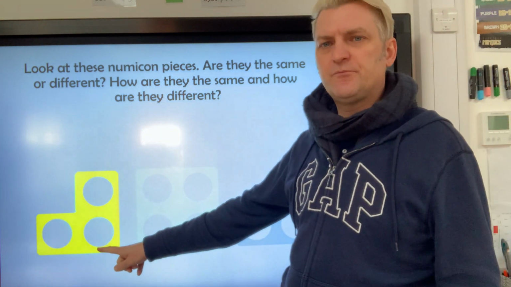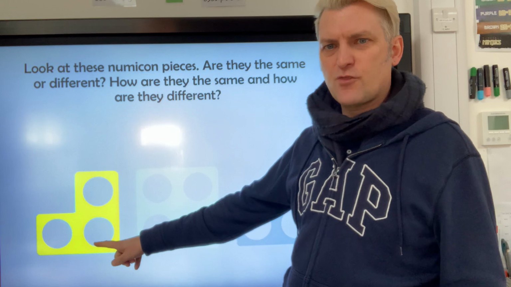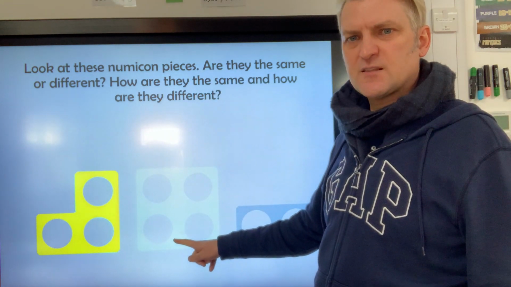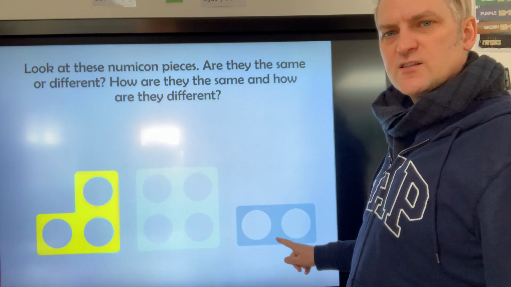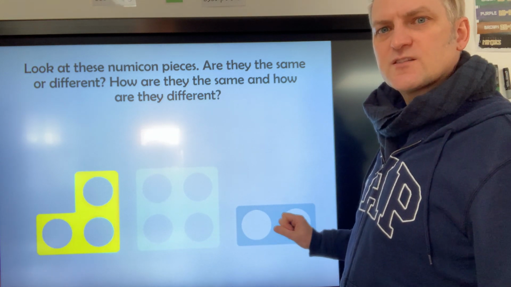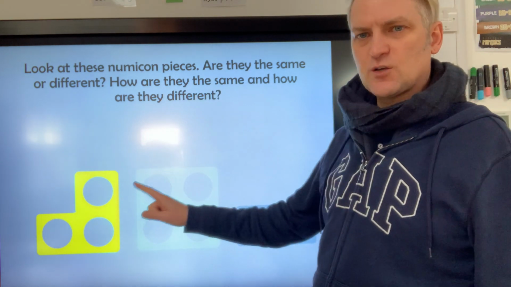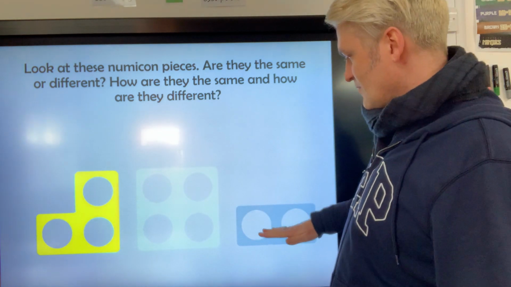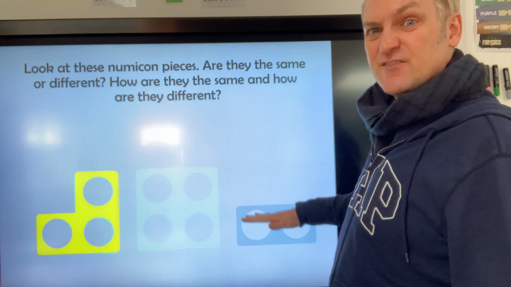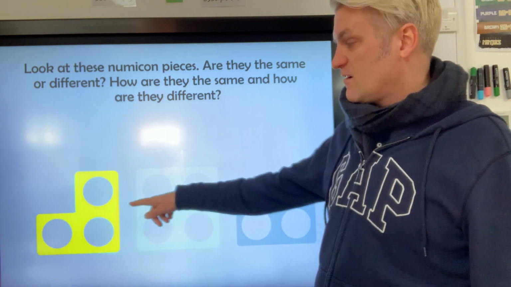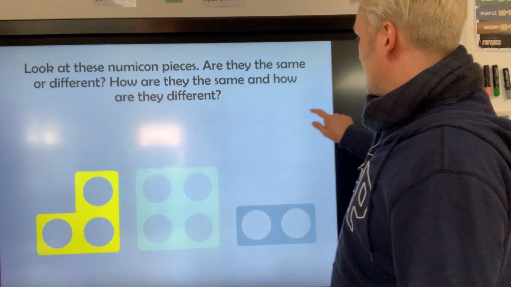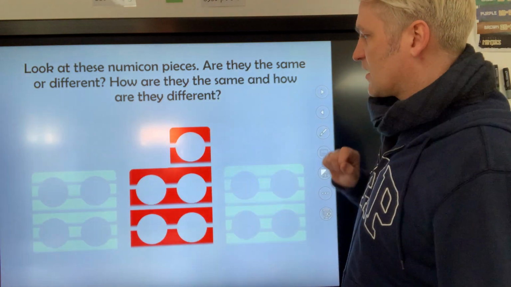What's this one? It's a 3. What's this one? It's a 4. And this one? It's a 2, isn't it? So we've got the different numbers on there, haven't we? And this, the size of this one is smaller than these ones. They're a bit taller, aren't they? All right, one more for you to think about.